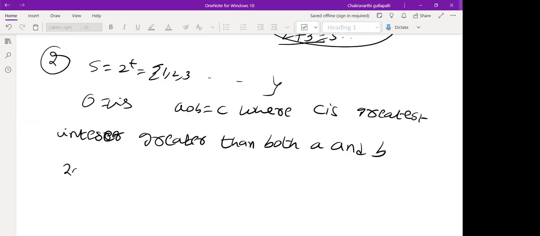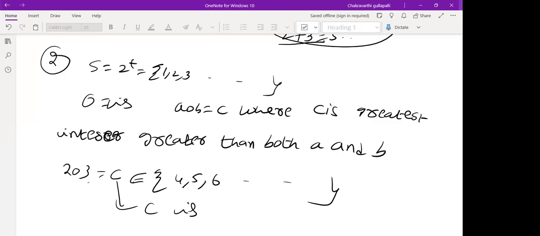So what is the output for 2 circle 3 only? I am giving an example. With an example, you should not prove, but for you to understand, I am giving an example. So earlier we got, what are the values of C? We got 4, 5, 6, and so on. So C has many values, but here it should be the greatest. Now circle means C is the greatest integer greater than both A and B.